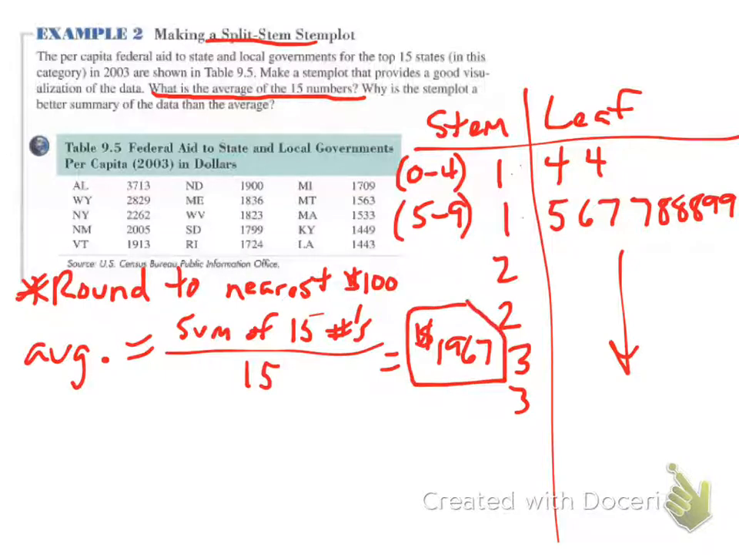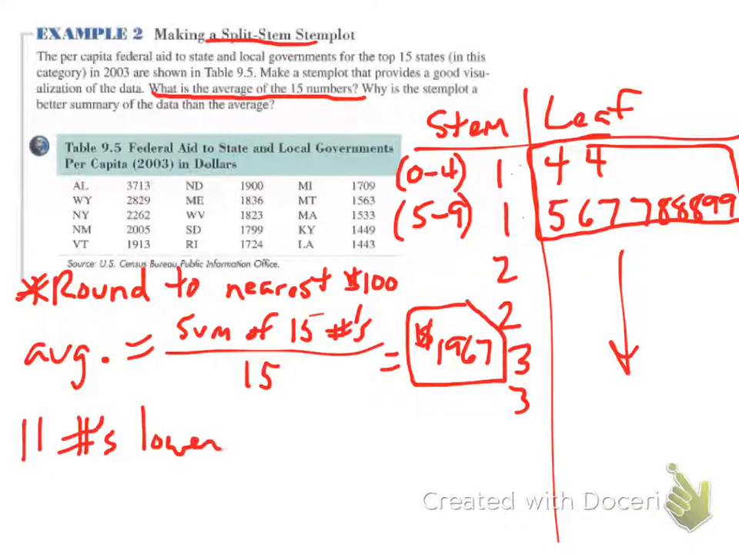Now, it says, why is the stem plot a better summary of the data than the average? Okay, well, because there are 11 numbers that are lower than the average. Okay, so all these right here, all those numbers are below the average. Now, what that means is, so you have 11 numbers lower than the average.